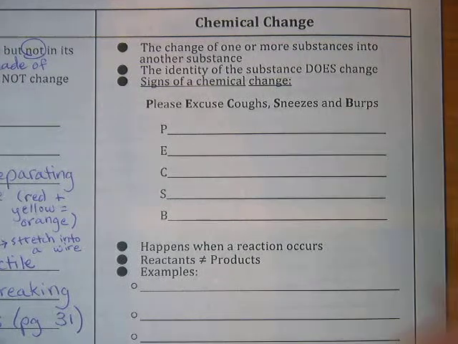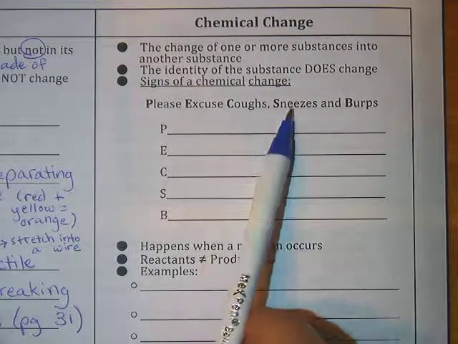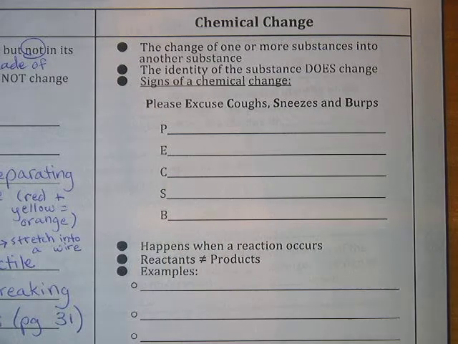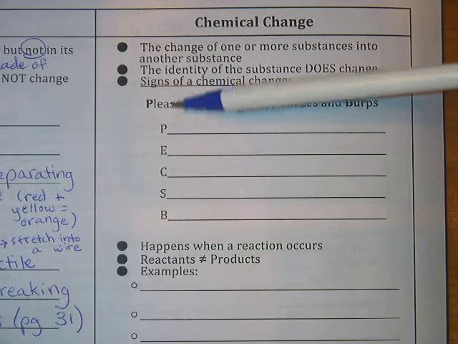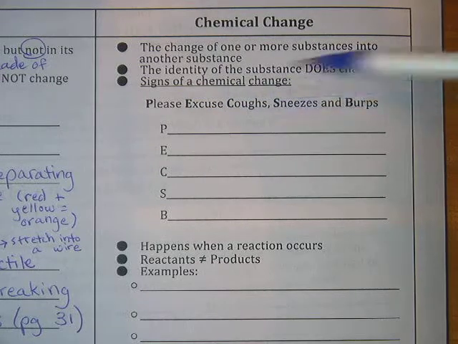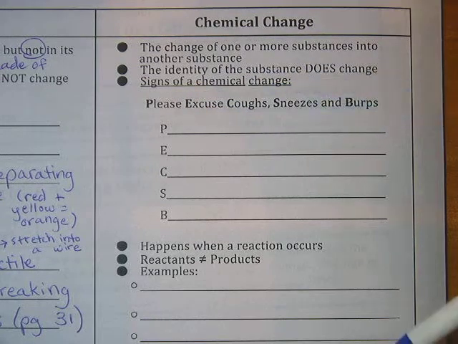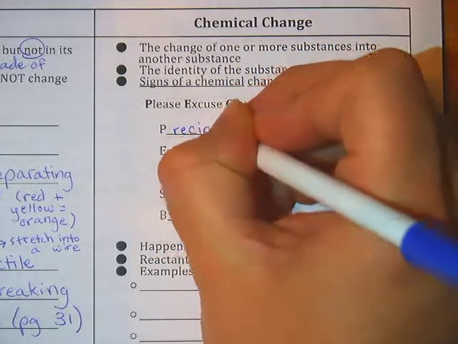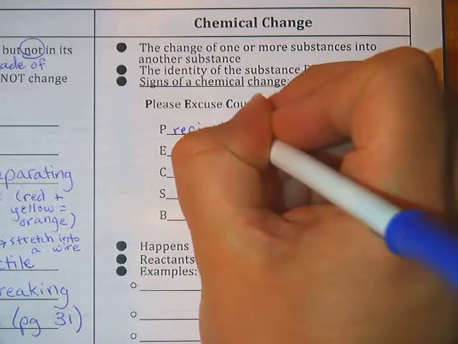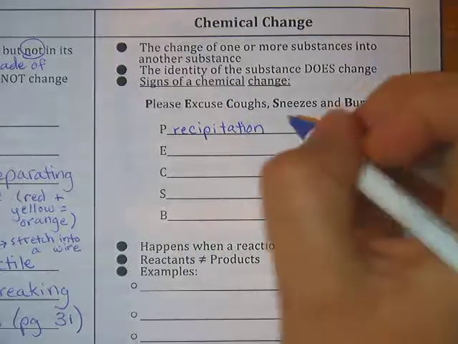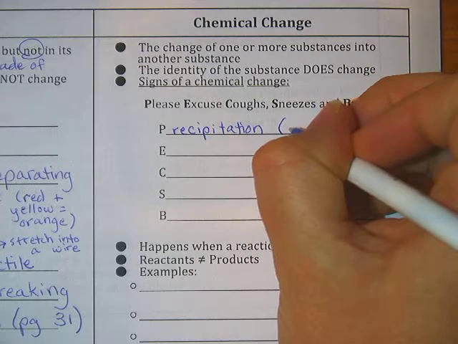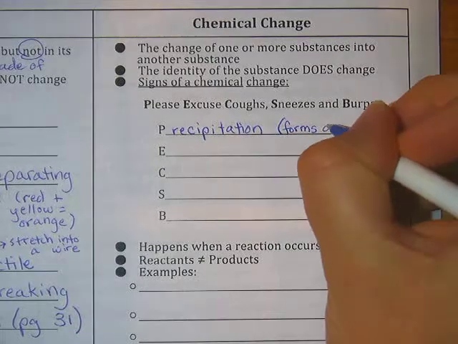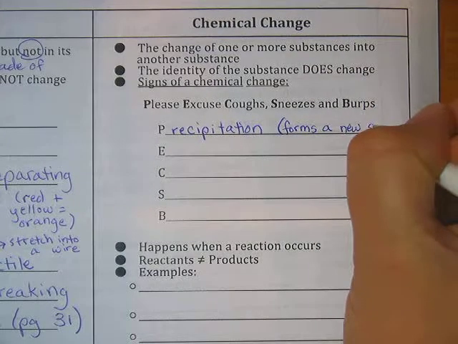So some signs of chemical change are, please excuse coughs, sneezes, and burps. That's a little memory trick. It's called a mnemonic device, where please excuse coughs, sneezes, and burps, the first letter stands for something. So please, the P stands for precipitation. And I know when you hear that word, you think of rain, but in chemistry, that word means that you make a solid out of stuff that wasn't solid before. You suddenly have a solid.